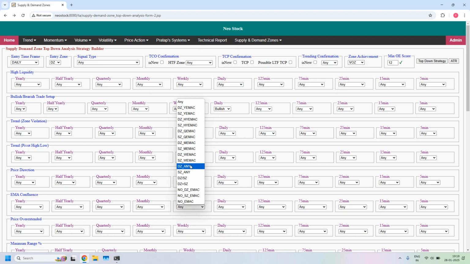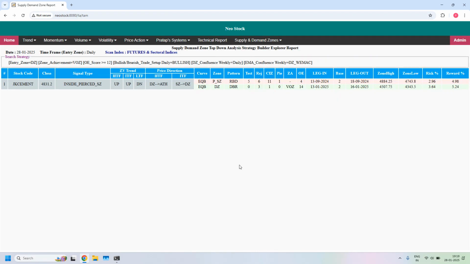I am selecting the filter, weekly demand zone having weekly EMA confluence. We got 1 stock. So this is even more high probability trade setup supported stocks.